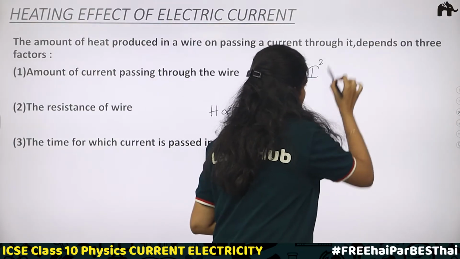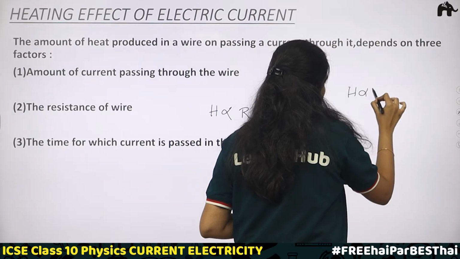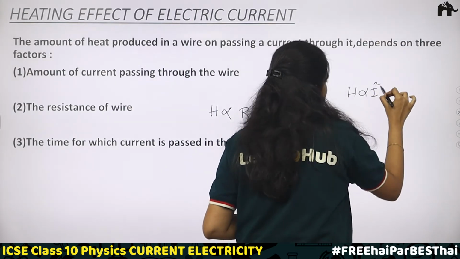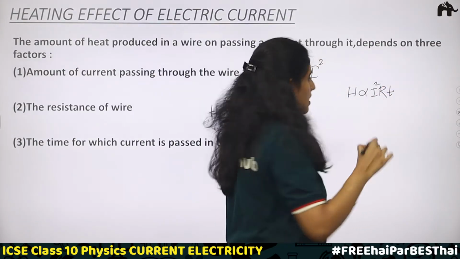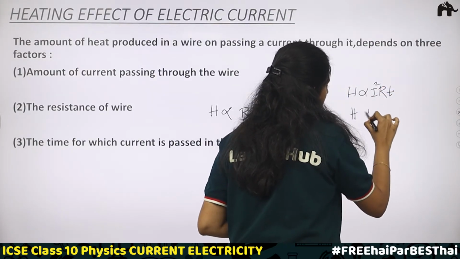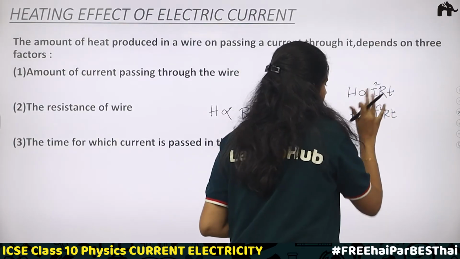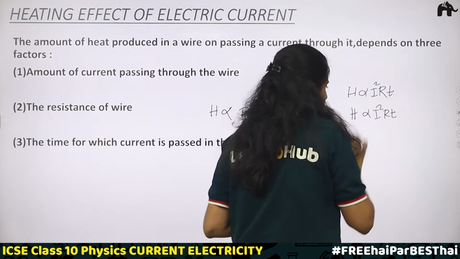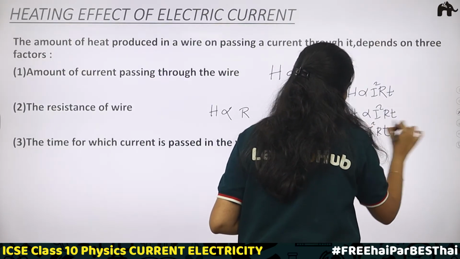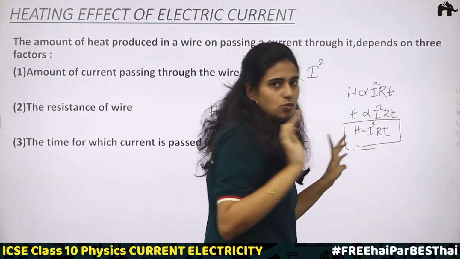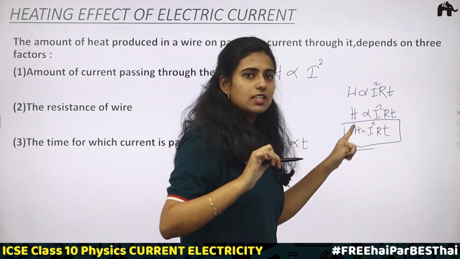Then combining all these 3, heat energy is directly proportional to I square, directly proportional to resistance, and directly proportional to time, which means H is directly proportional to I square RT. Or you can write, taking a constant equal to 1, H is equal to I square RT. This is how you can calculate the heat energy produced in a wire. When you know the current value, the resistance value and time, you can calculate the heat.